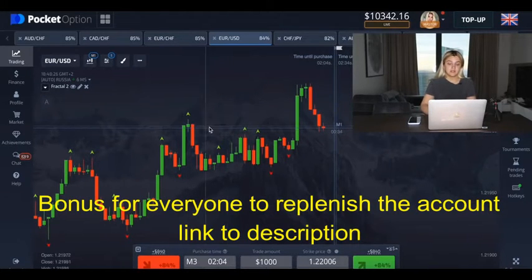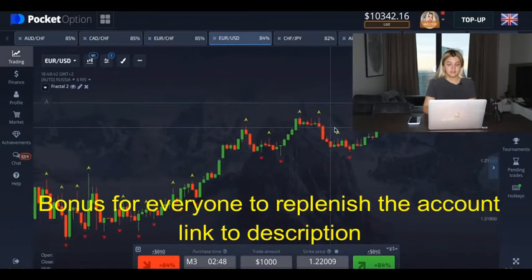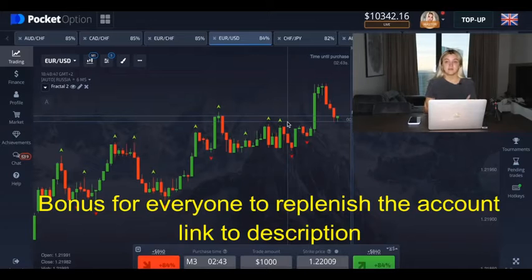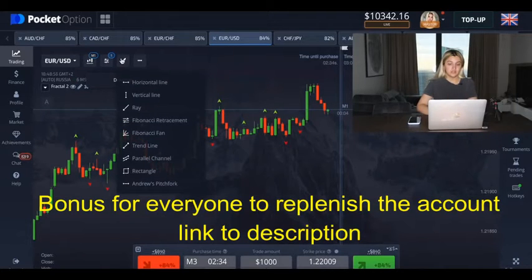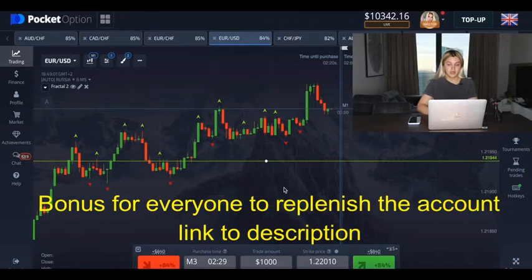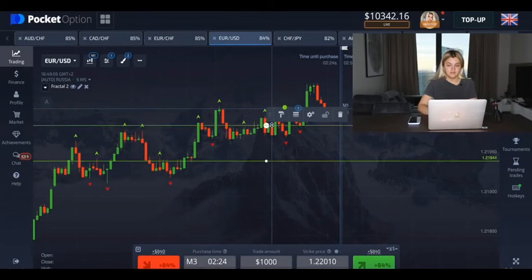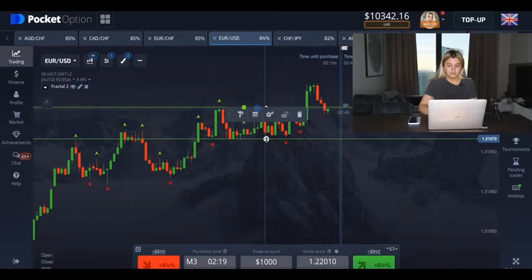Here we see the arrows, green arrows and the red ones. So we see that they're situated in the tops of the candles everywhere, and that means that it's the maximum price here. Okay, and what should we do? First of all, we click on right here, horizontal lines. We need 2. Okay, and we find the support and resistance levels. Okay, for example, it will be right here and here.